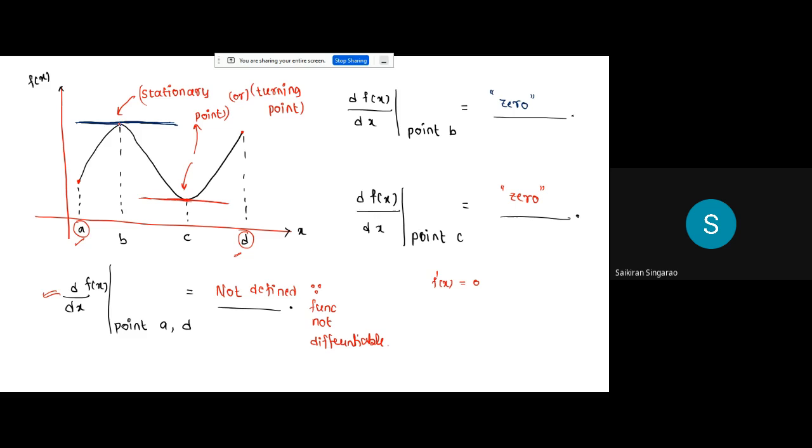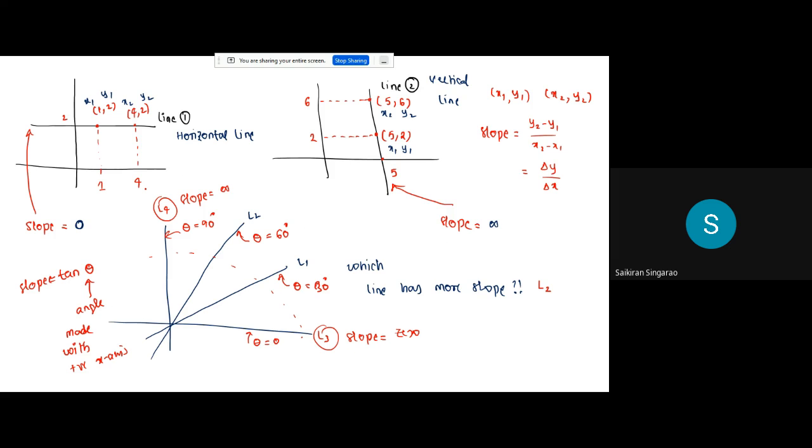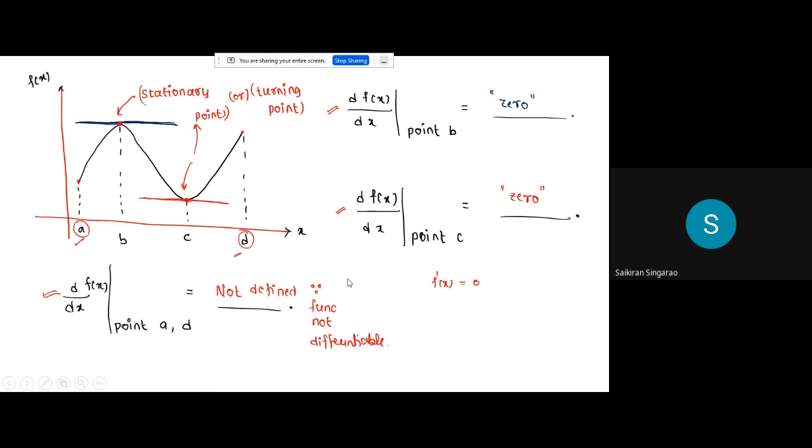So what is this point here? This point is called a stationary point. What is this point here? It's also a stationary point. What will be the slope of the function at a stationary point? Zero, right? Very good. So the slope at stationary points is zero.